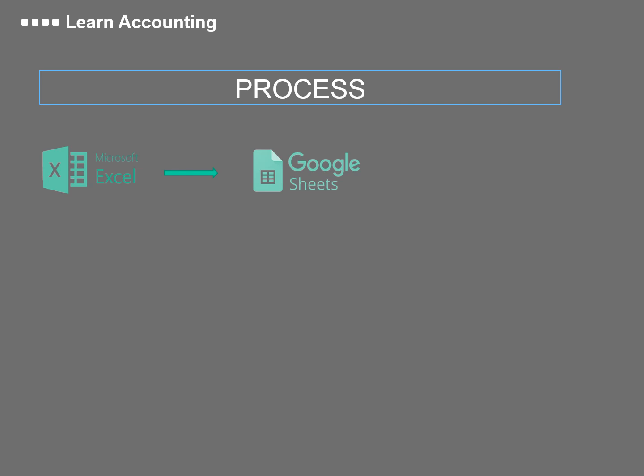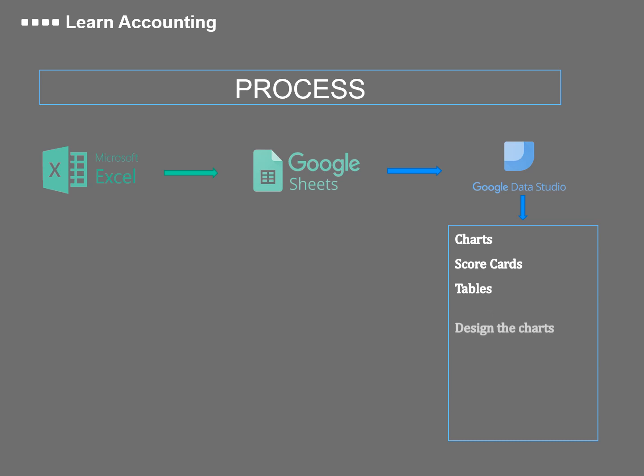After that, we need to connect our Google Sheet data to the Google Data Studio, and from the Google Data Studio we will do the charts, scorecards, tables, design of the charts, navigations, links, and after that, when we will be done, we will know that how we can share the reports and fix if there will be any error, and also the editing.